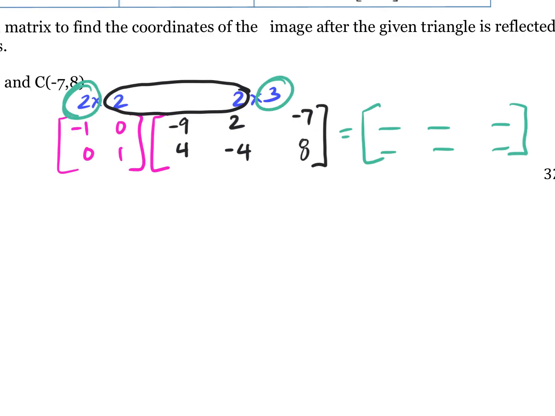This is practicing that multiplying again. Here we go. What row is this one in? Top row. Which column? The left column, right? So I have to take this top row times this left column. We've got this. We're going to multiply. -1 times -9 is 9. Add that to 0 to get 9.